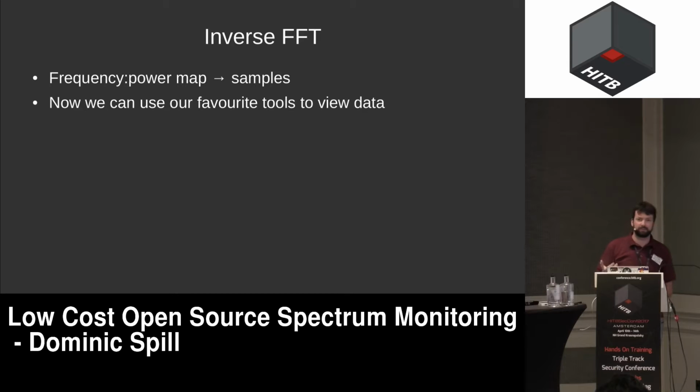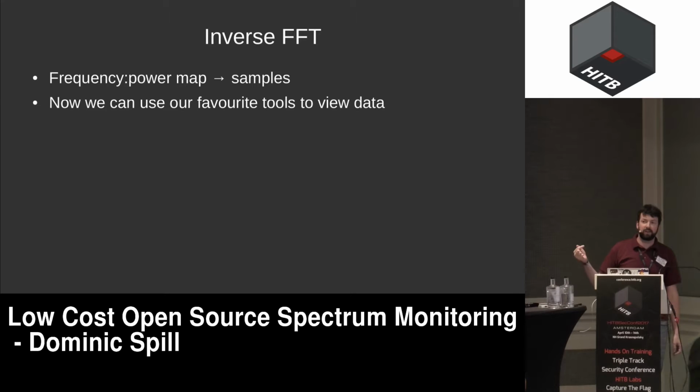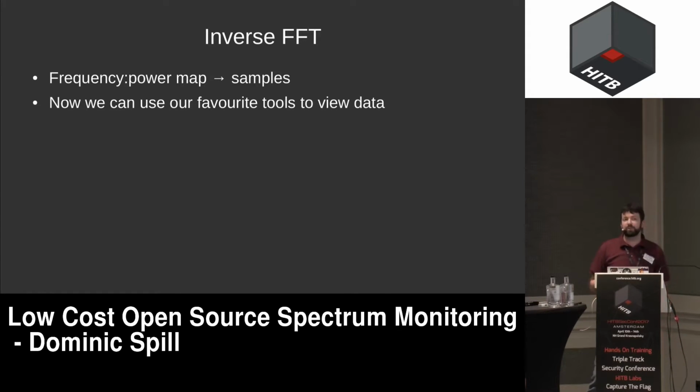So if anyone's played with software-defined radio before, you've probably used GNU Radio Companion. You're used to various visualization tools that are in there, and it might be nice to get data into those. And previously, what we did is we tuned to a frequency, took some samples, performed an FFT, which gave us that frequency to power map that we could plot. Now, the FFT is a reversible function, so we can convert the output of that power map back into samples. The question is, why would we want to do this?